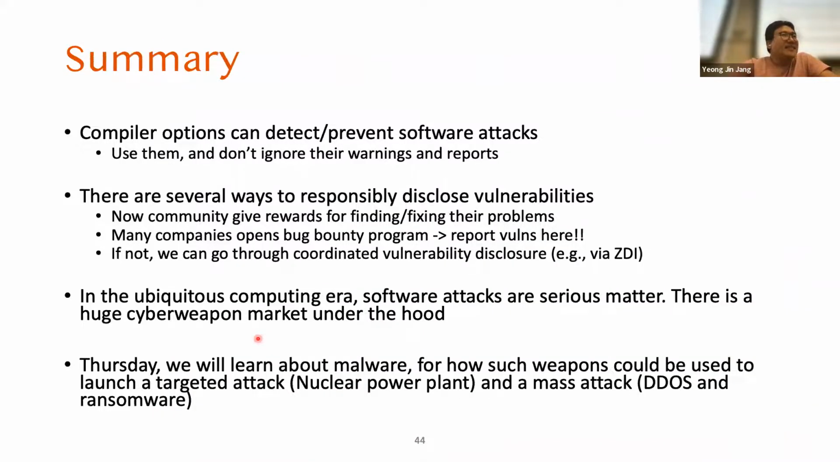So let's do the summary of what we learned today. Software vulnerabilities are there. They're hard to catch, but there is an automatic tool that we can utilize. By just adding some compiler options and not ignoring the compiler warning messages, we can avoid some of the risks.